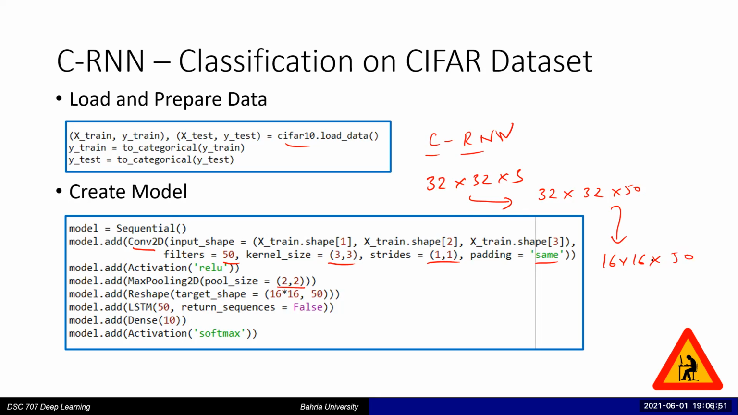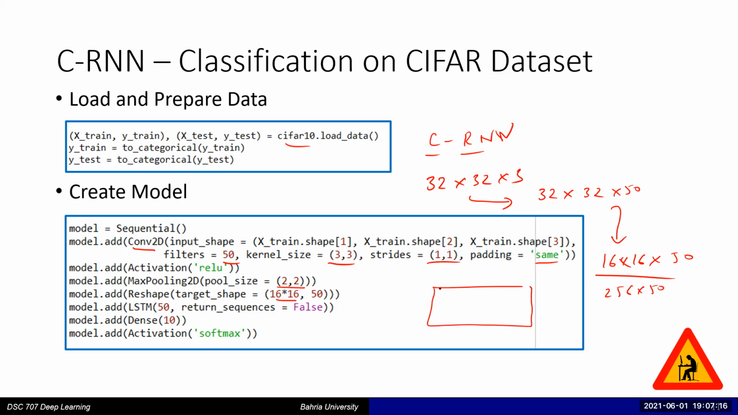Now we want to feed this volume to an LSTM. Okay, but you see it is 3-dimensional. We need to convert it into 2 dimensions so that we say, okay, these are the timestamps and these are the number of features. So what we do is we reshape it into 16 cross 16, which is I think 256. We reshape it into 256 cross 50.